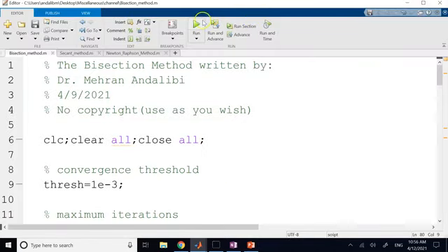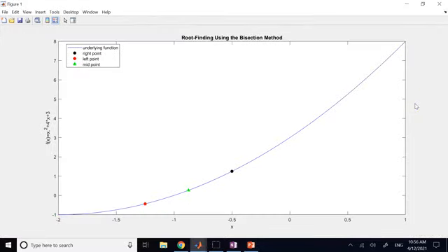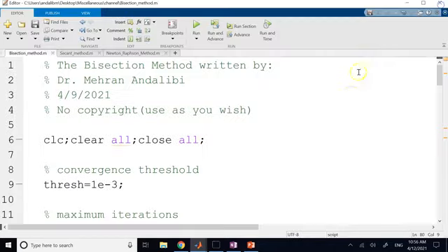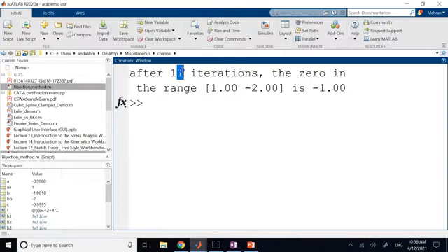Correct? Let me run it one more time for you so you can see it better. So right now the range is big, it's shrinking, shrinking in half, and ultimately I will converge to -1 as expected. Now, how many iterations of this algorithm did it take? If we go back to MATLAB, you can see that it took about 11 iterations. We started in a range of 1 to -2, and we converged to what? -1. And you know -1 is an actual root in this case.